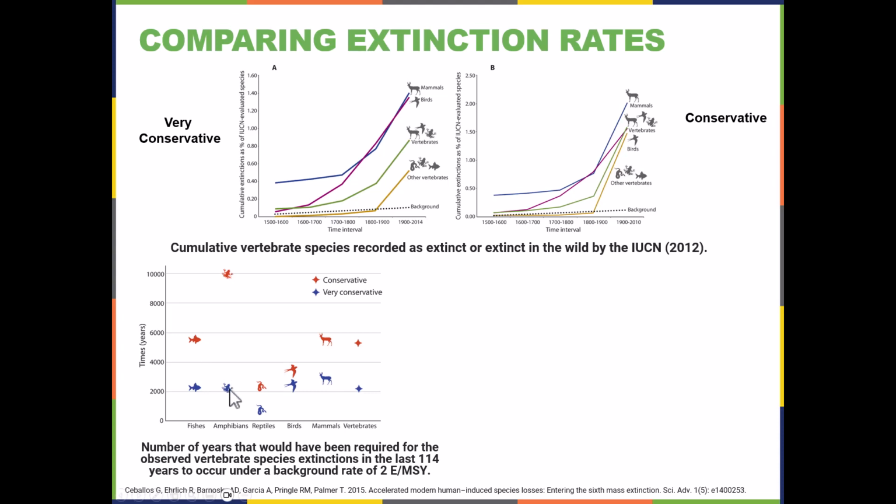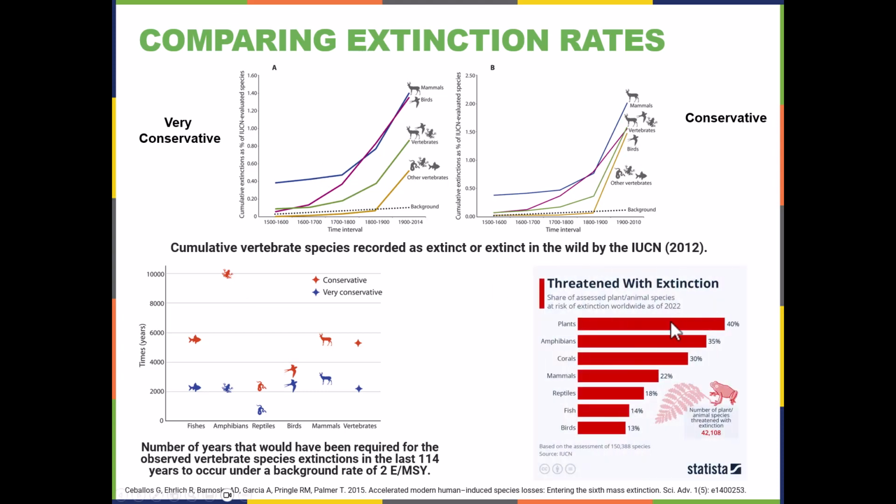And look at it for amphibians. Fish are about the same for the very conservative estimate, but for the less conservative estimate, they're saying it should have taken about 10,000 years to get that many extinctions that we've seen in 114 years. So with all of these, we can see that it's highly elevated, anywhere from 2,000 years on up to 10,000 years, what we have seen in 114 years. And then over here, we're just seeing estimates of what percentage of species in these different groups are threatened with extinction. And we can see that we have lots of different groups of organisms that have very high percentages of species that are threatened with extinction.